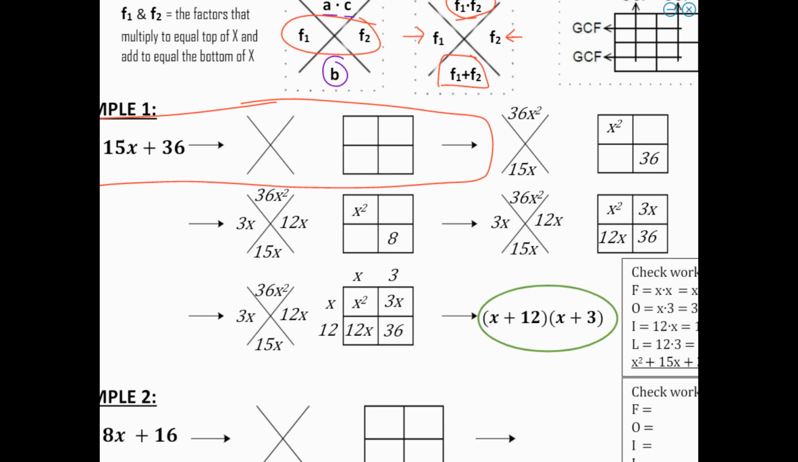So, where did this 36x squared come from? From my last one times my first one, right? That's where that 36x squared came from. Where does this 15x come from? From the middle. It's that middle term.